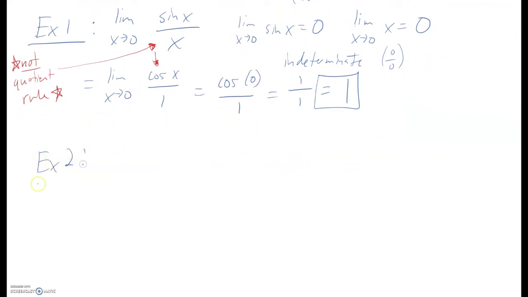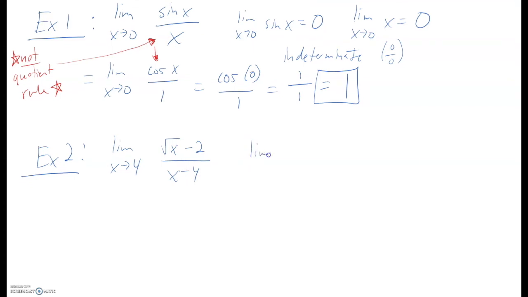Let's look at one more example. For this one, we'll look at the limit as x approaches 4 for the square root of x minus 2 all over x minus 4. Again, the first thing we have to notice is why L'Hopital's rule is going to get applied. The limit as x approaches 4 for the square root of x minus 2 by direct substitution would result in 0. And the limit as x approaches 4 for x minus 4 by direct substitution would also be 0, which means this is the indeterminate form.